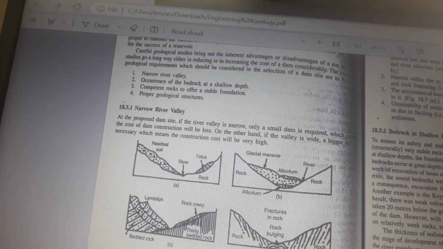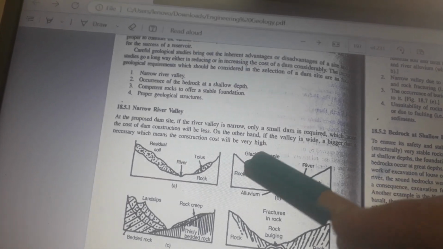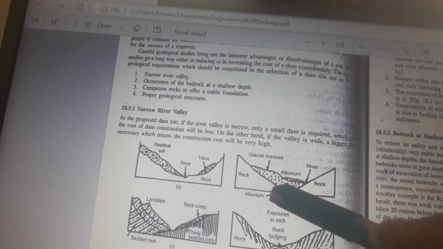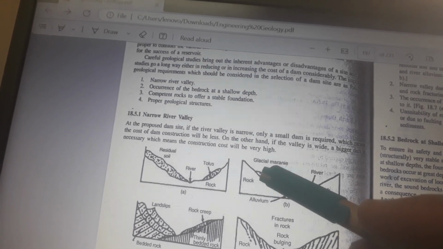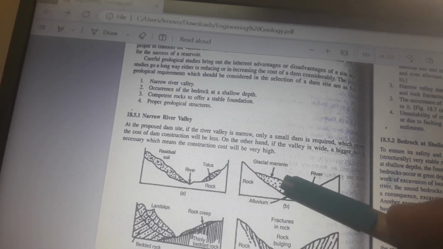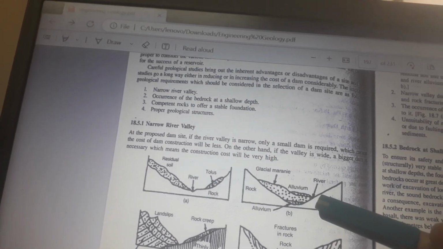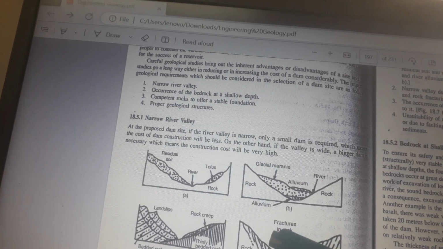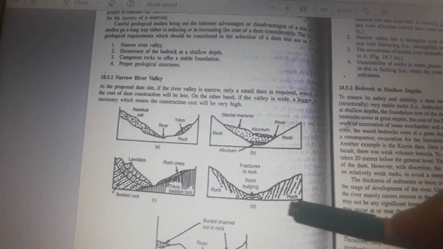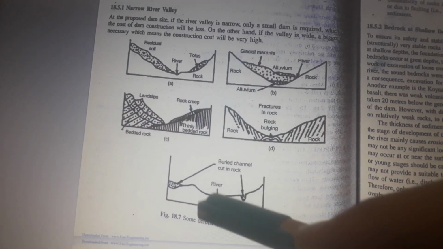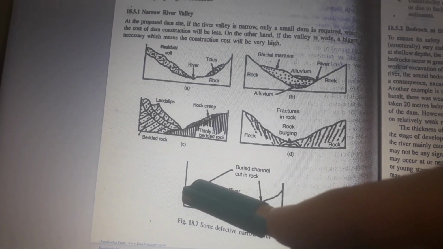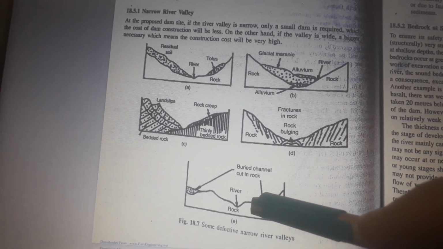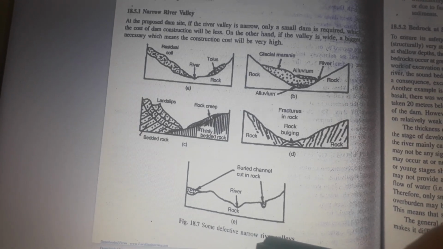These are some defective narrow river valleys. This is rock, this is alluvium, this is glacier marine, this is alluvium, this is river, this is a block, this is river, this is fractures in rock bulging, this is rock, this is river, this is rock, this is a buried channel cut in the rock. Some defective narrow river valleys.